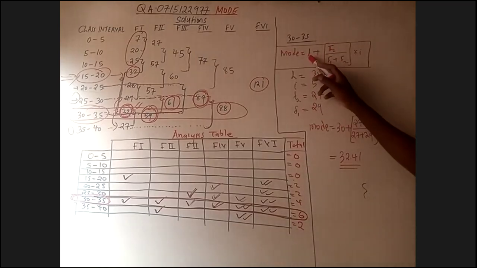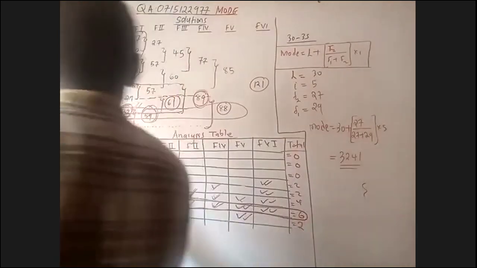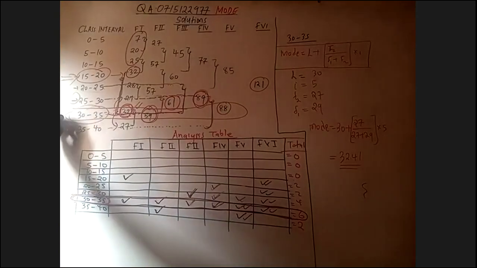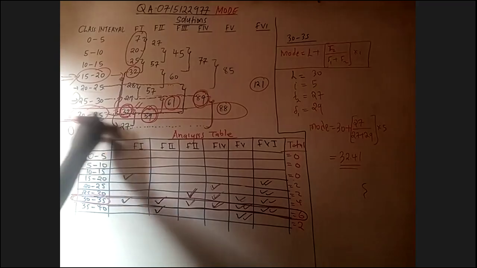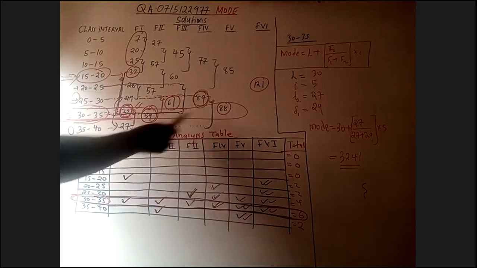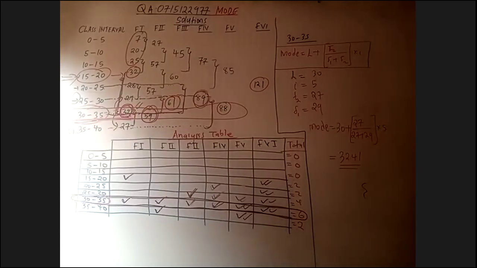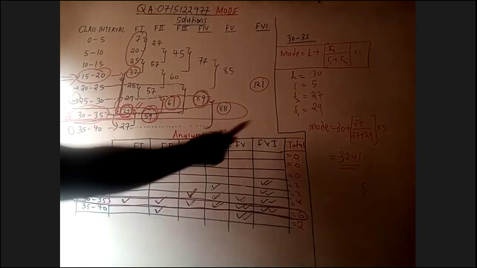Now L plus F2 over F1 plus F2, we multiply with the interval. We have realized that our model lies in this point. Therefore our L is the lower limit, which is 30. So 30 to 35, our lower is 30. The interval, 35 minus 30, is 5.